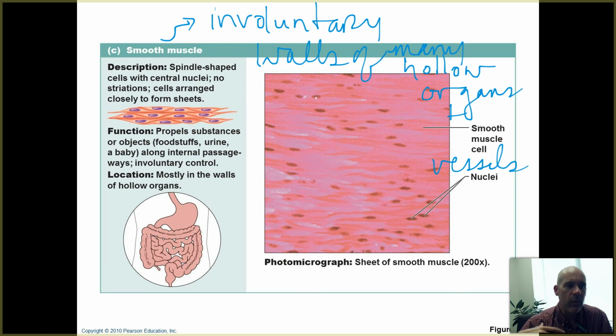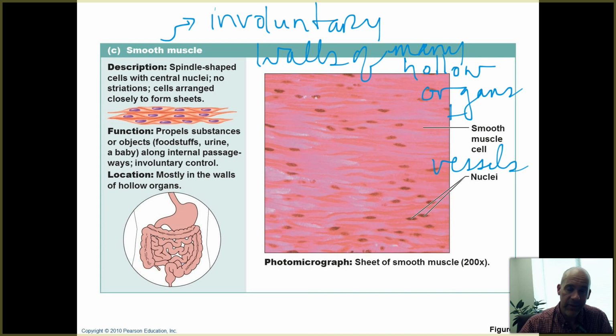So you find these in the walls of things like the digestive tract, blood vessels, things that have to contract to help maintain pressure, like your blood vessels contract to maintain your blood pressure. The walls of your digestive organs contract to propel things forward. And you have them in the walls of other organs that have to squeeze things to push things around, propel things. The walls of the bladder, for example, you've got smooth muscle in there to squeeze urine out.